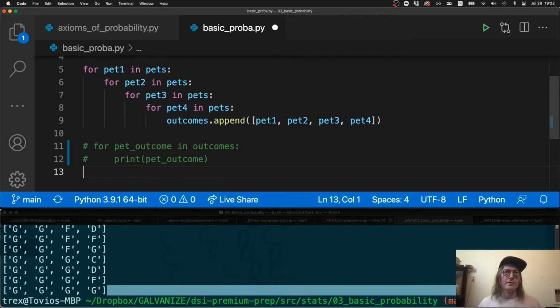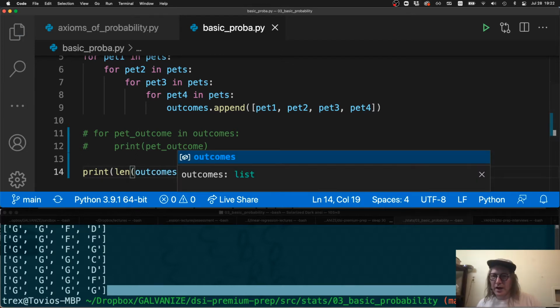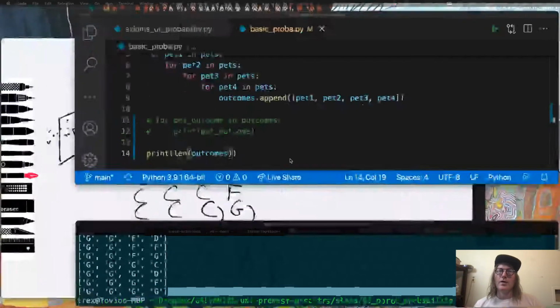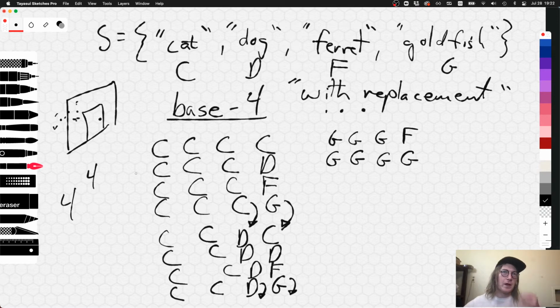Of course, we can simply do this. We can print the length of the outcomes to see this. But yeah, anybody want to put a guess out there? Yeah, exactly. So there are 4 to the 4 different outcomes, or 4 to the 4 outcomes that are unique. So 4 to the 4th power. Now, how do we want to think about this?